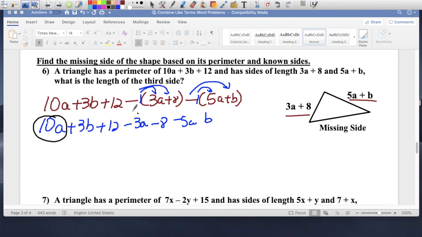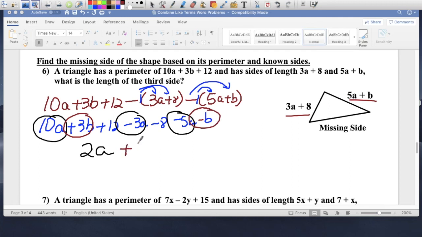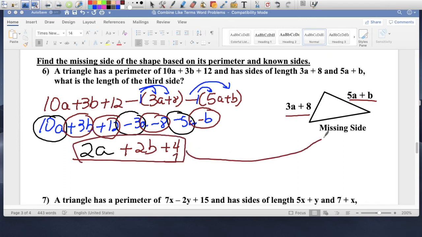It's 10a, this a and this a. So 10a minus 3a is 7a. 7a minus 5a is 2a. So that's going to give me 2a. B's: I have a 3b, and this is minus b here. 3b minus b is positive 2b. And then 12 minus 8 is going to be 4, positive 4. So the missing side is this, or this is the missing side.